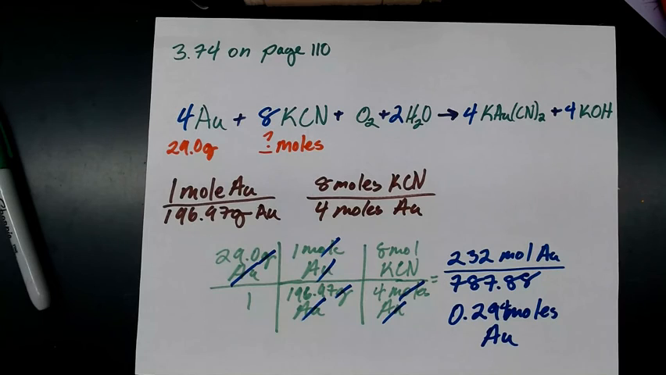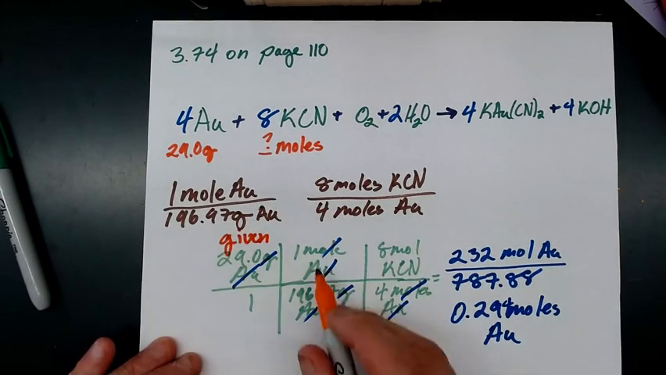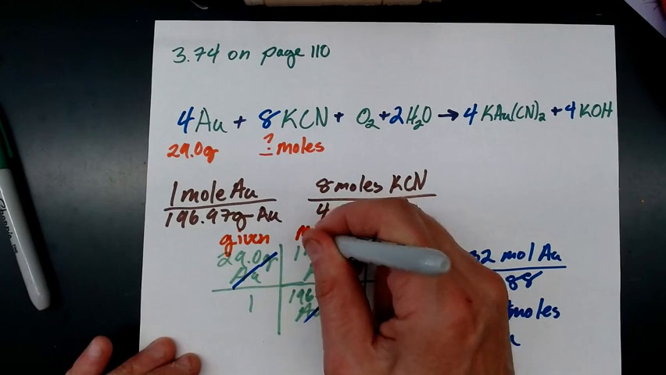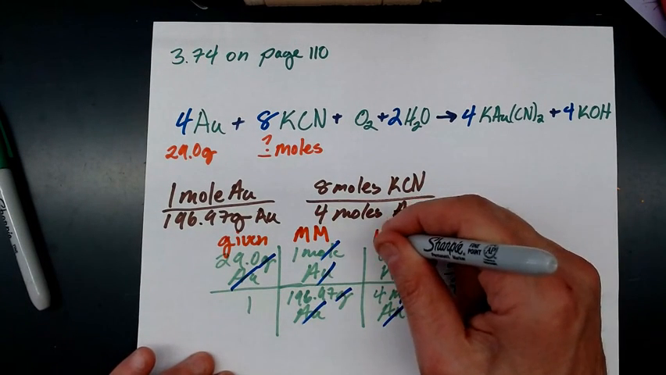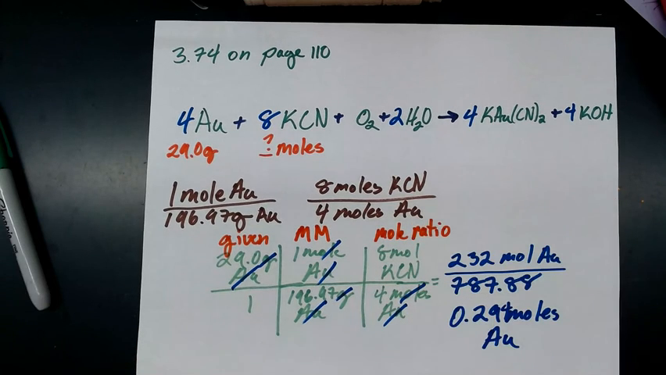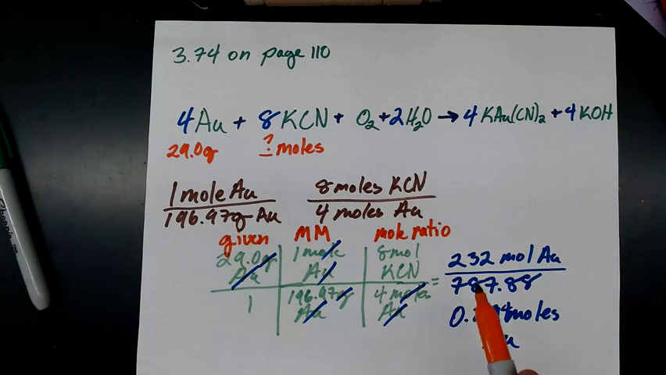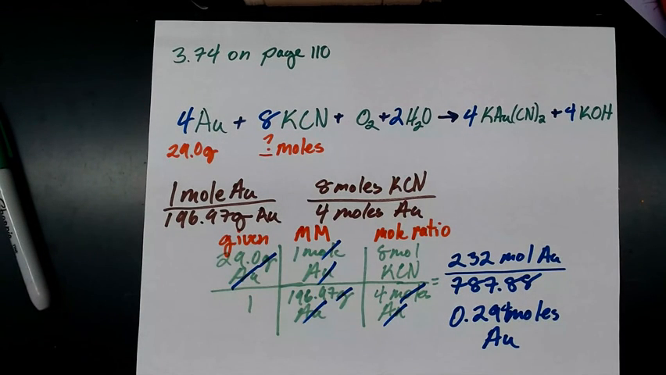So if you notice, let's review a little bit. Here is our given. Here's our molar mass of AU, so I'm just going to do MM. Here is our mole ratio, sometimes called the bridge. And the thing that we did not have to do last was that molar mass of the KCN to figure out how many grams we needed. But if we did, we would just add that 4th column in there and figure out what 1 mole of KCN would be. All right, hopefully that helps.